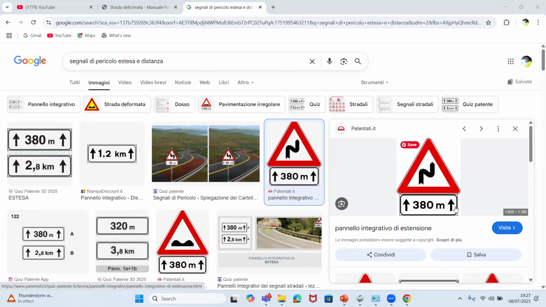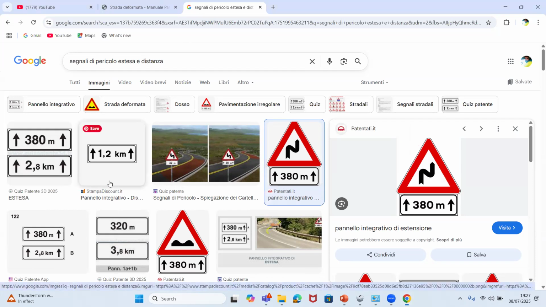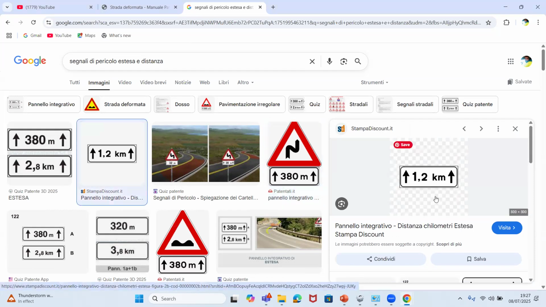What is the work of this guy? Number one, let me tell you guys something. You can never see a panel like this alone on the road. You can never see it. But you can see it in your patente as a question. Let's continue. Now, the work of this particular signboard they put under the signal, what does it serve for?